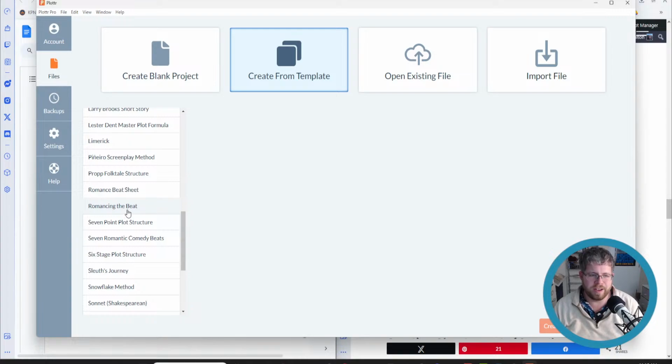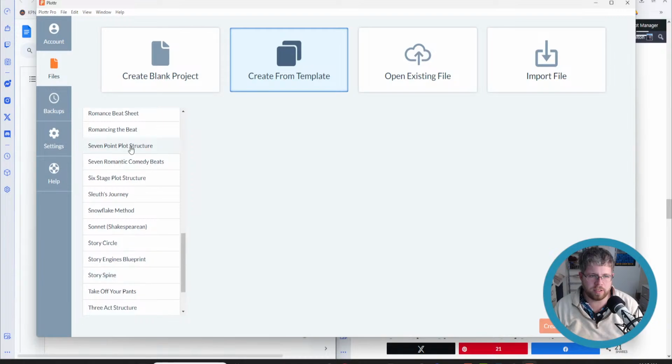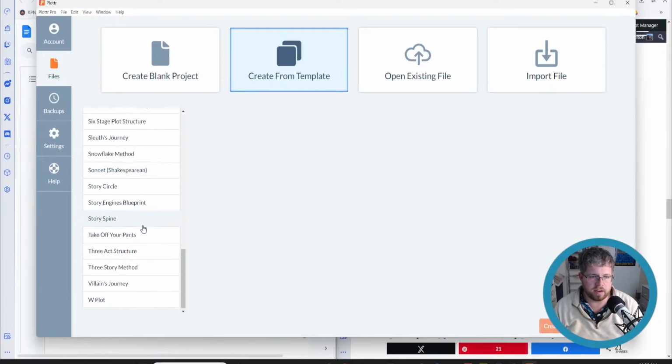There's some romance beat sheet. Whoa. Romancing the Beat. We have the 7 plot point structure, which I know we've definitely hit everything that's in there. We have the story circle, which is an even more simplified version of the hero's journey. Story spine, also a very simplified version.